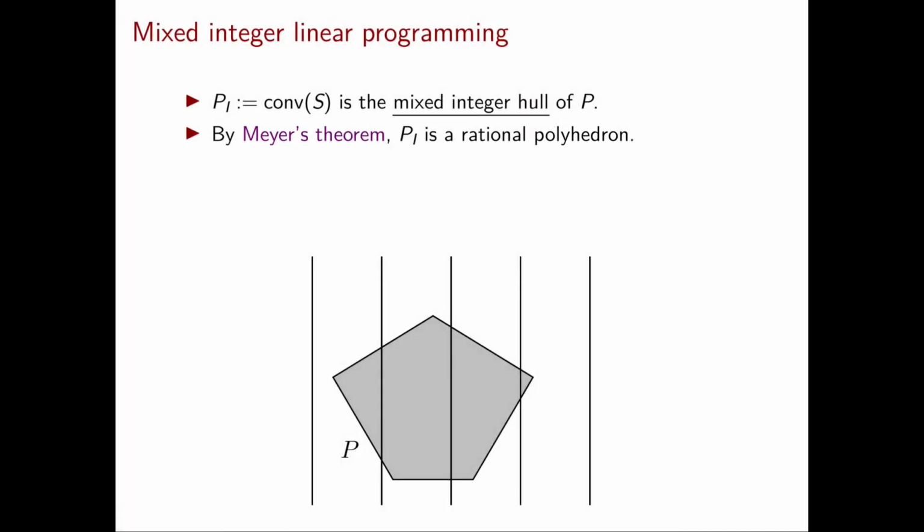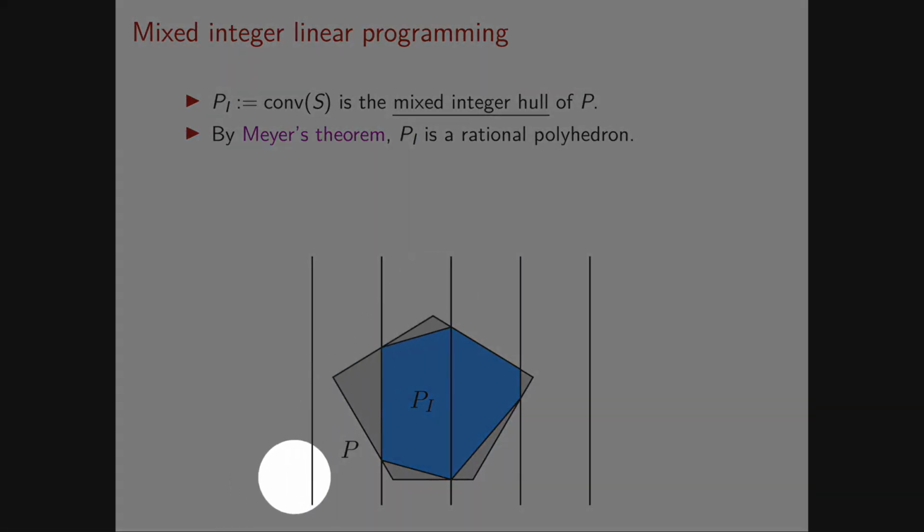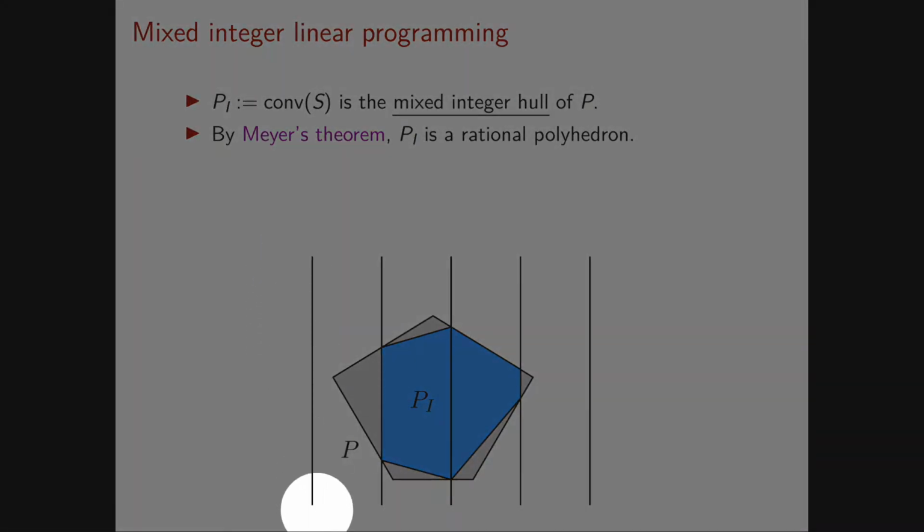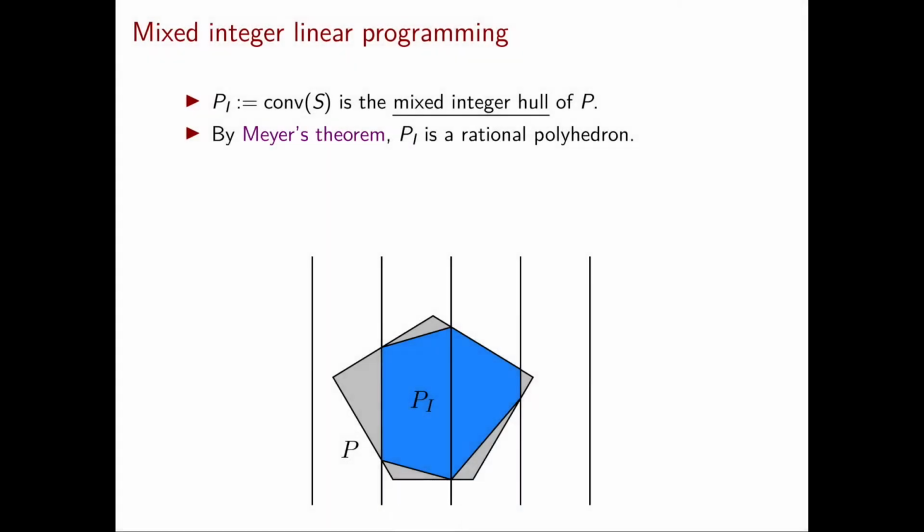Here's our polytope P, and in blue we have the mixed integer hull P^I of P. In this case, this is a two-dimensional example, and we have one dimension that is integral, so the x is just one-dimensional and corresponds to the horizontal axis, and the y is also one-dimensional and corresponds to the vertical axis, and while x is integral, y is continuous. And so the set of mixed integer points is represented in this case by these vertical lines.